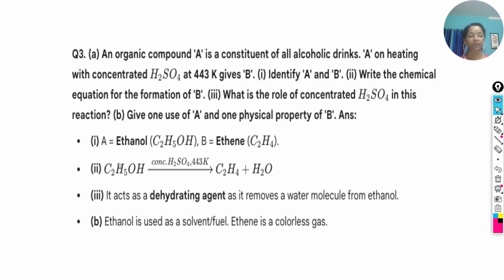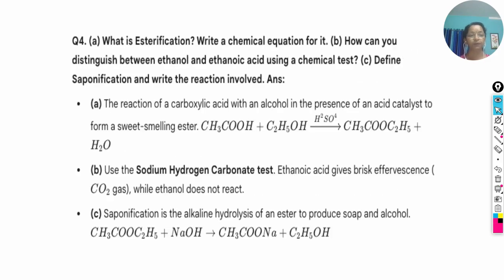Answer C, how are they giving it? They are giving it in a proper way. First part, A is equal to ethanol, and the chemical formula in the bracket, B ethene with chemical formula, then the dehydration reaction, and then concentrated sulfuric acid acts as a dehydrating agent, and the use and the physical property of ethanol and ethene. So systematically you have to give the answers in a proper way with proper numbering also.